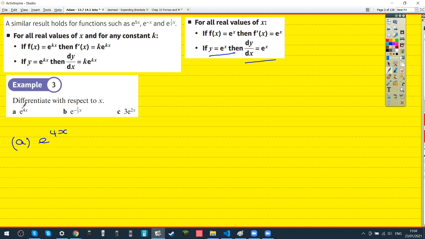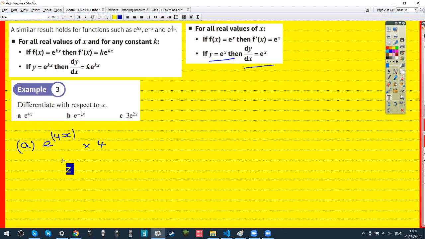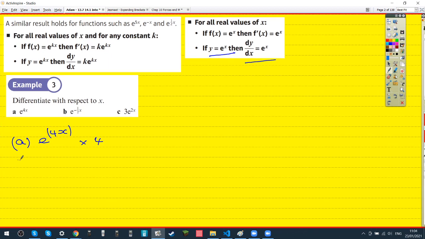A little trick is, what is the derivative of 4x? 4. And so you multiply it by 4. That's a thing called the chain rule. They just give you this formula, but that's where it comes from. So e to the x, the derivative is e to the x. E to the 4x, the derivative is e to the 4x times 4, because that is the derivative of the function inside the function. That simplifies down to 4e to the 4x.